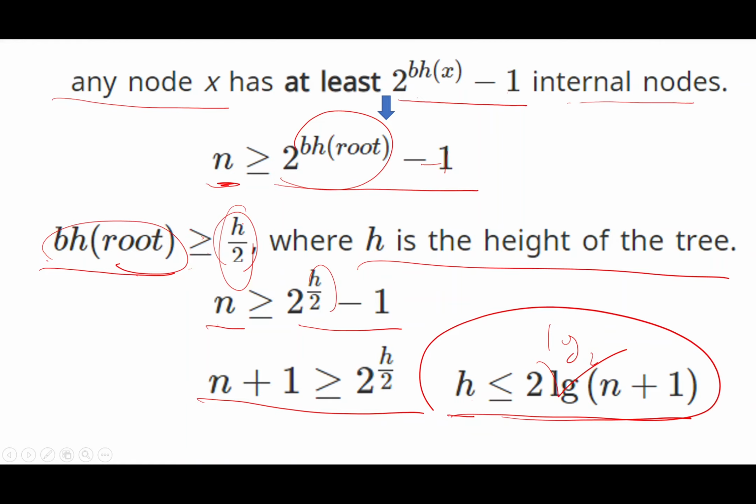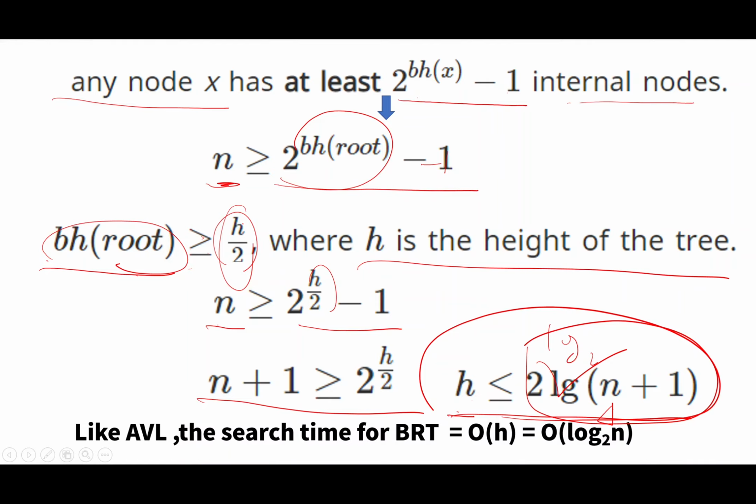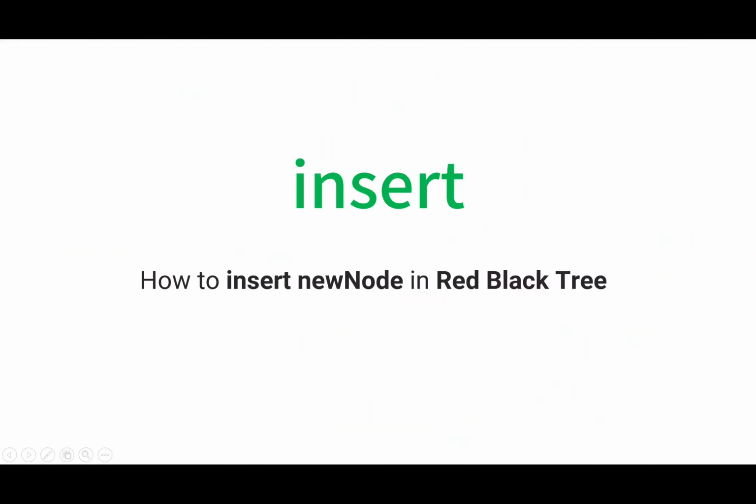So for a red-black tree, if the number of elements is n, the height is at most this. So the search, insert, and delete operations will be very efficient because the height is at most this number. So the search time for RBT is O(log2 n).